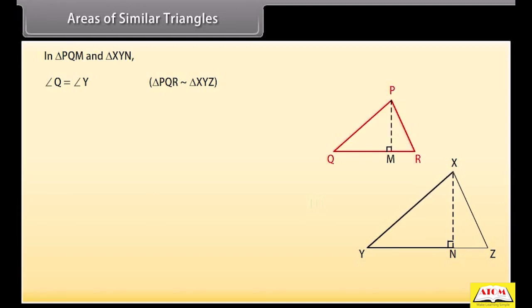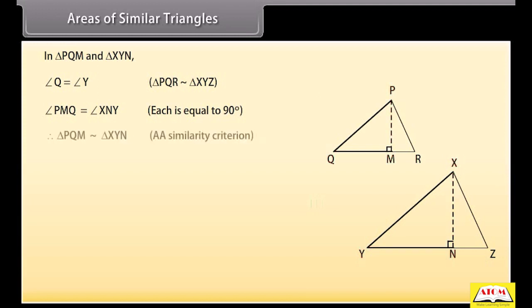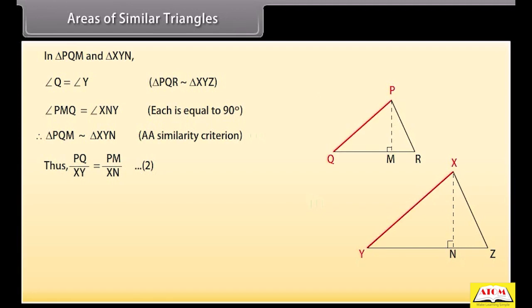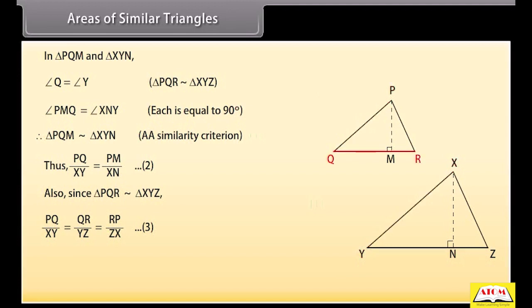In triangle PQM and XYN, angle Q is equal to angle Y, since triangle PQR is similar to triangle XYZ. Angle PMQ equals angle XNY, each angle is equal to 90 degrees. Therefore, triangle PQM is similar to triangle XYN by AA similarity criterion. Thus, PQ upon XY equals PM upon XN. Mark it as 2. Also, since triangle PQR is similar to triangle XYZ, PQ upon XY equals QR upon YZ, which is equal to RP upon ZX. Mark it as 3.